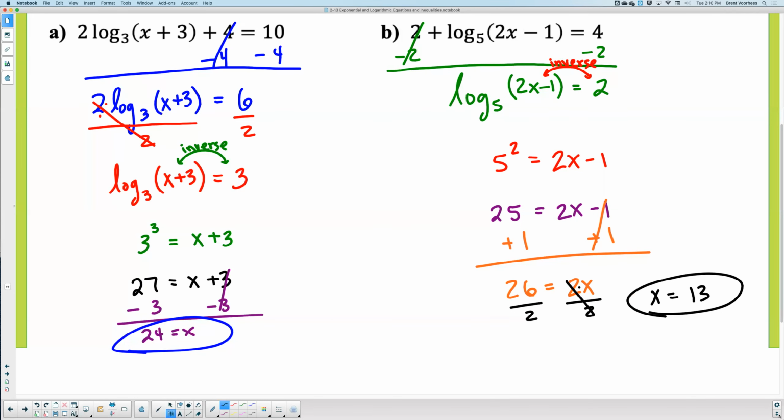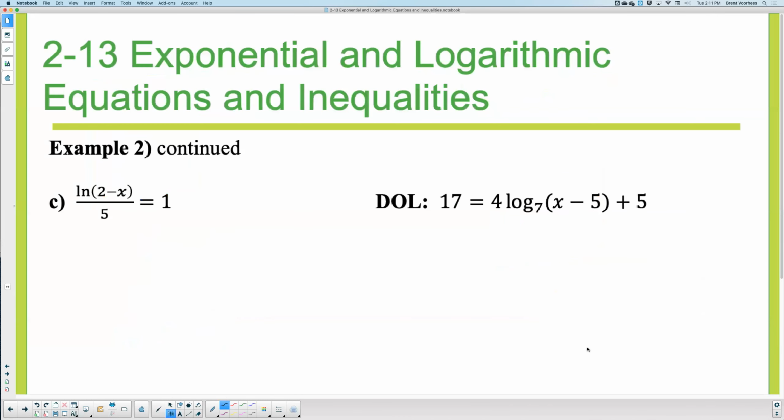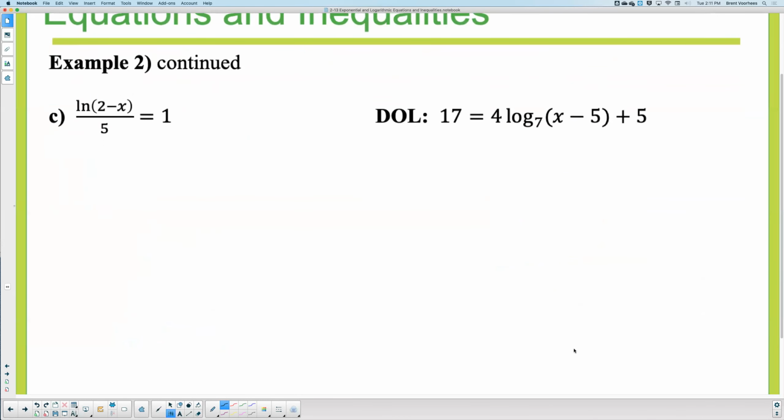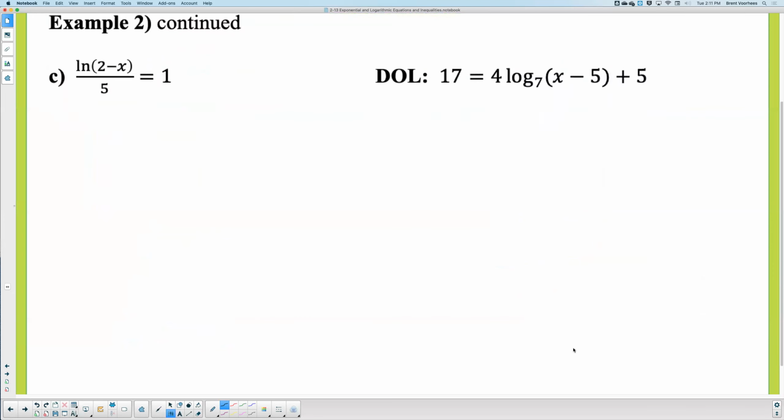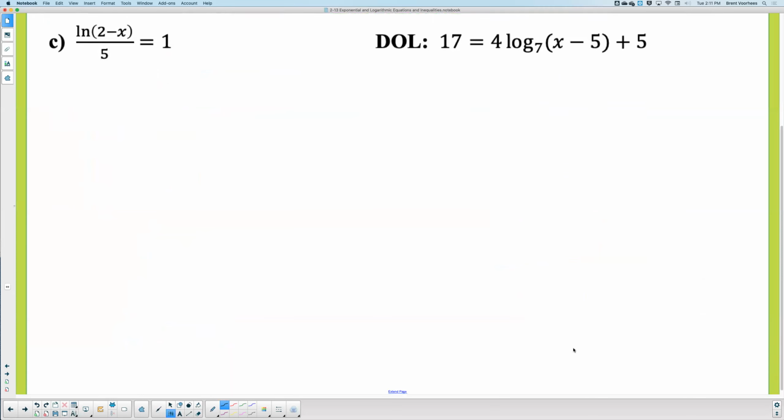Okay, we're going to do this one more time before I ask you to do it. All right, what about part C? Good. What is that 5 doing to the natural log? That's not IN, that's an LN. I like Ellen DeGeneres. It's a natural log. It's dividing. What's the opposite of division? Multiplication. So we multiply both sides by 5.